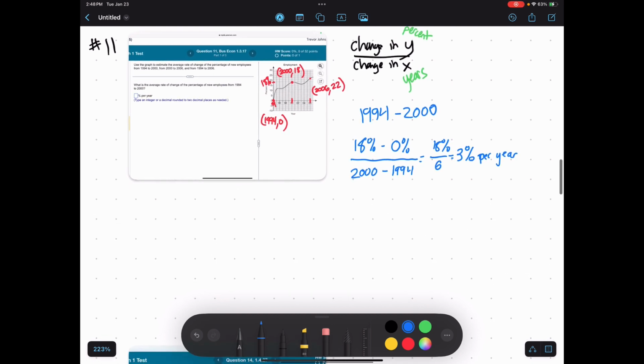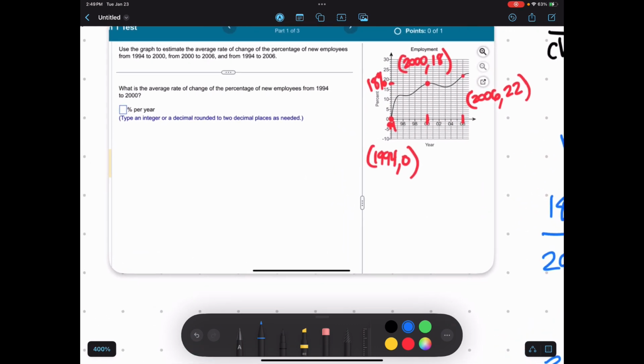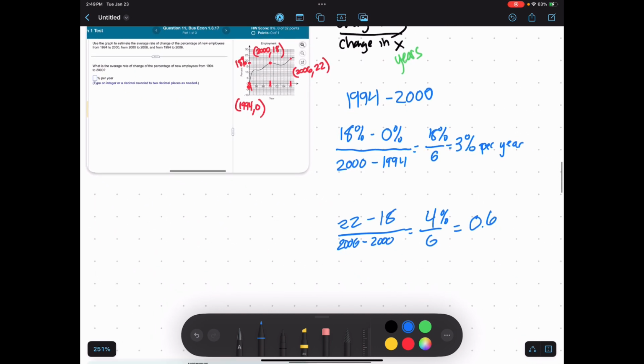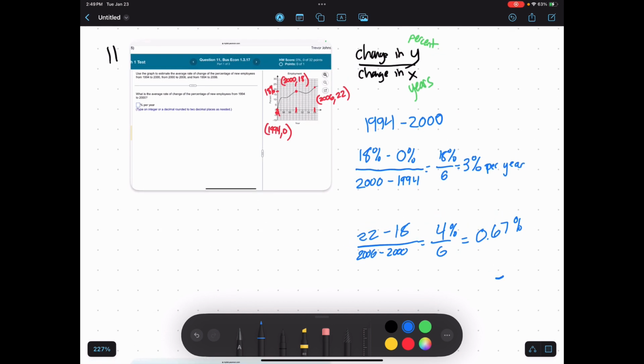For 2000 to 2006, I get 22 minus 18 over 2006 minus 2000, which gives me 4 over 6, 4% over 6, which, this one's interesting because you do have to round. So I get 0.6, what does it say over here? Round to 2 decimal places. So since this is 0.6 repeating, I'm going to round it up to 0.67% per year. Very nice. Okay, and then I can do something very similar for 1994 to 2006.